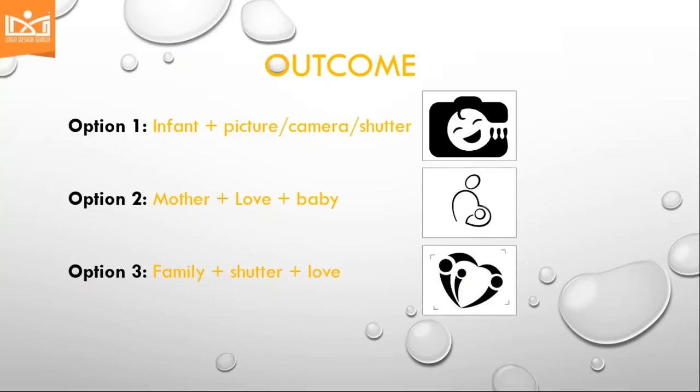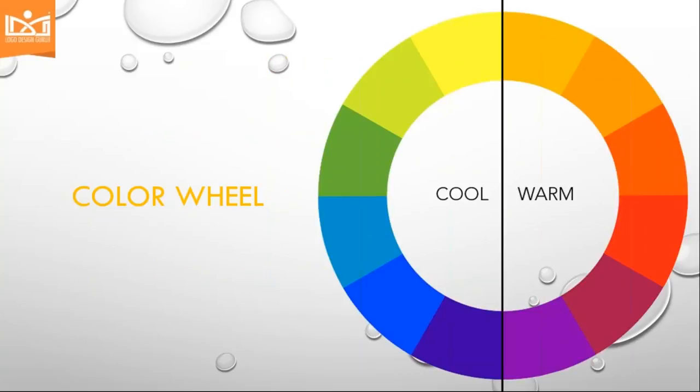Okay, now once I have prepared my 3 symbols in black and white, and I don't require any other tweaks at this point, I'm satisfied with whatever I have done so far, I will move on to the next step. Now, the next step is coloring your logos. As a designer, you do know that in the color wheel we can primarily divide colors into 2 different groups. First one is cool, other one is warm.